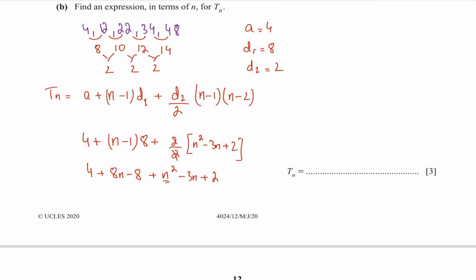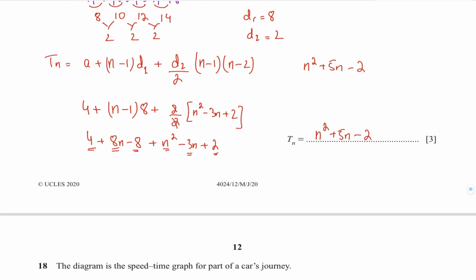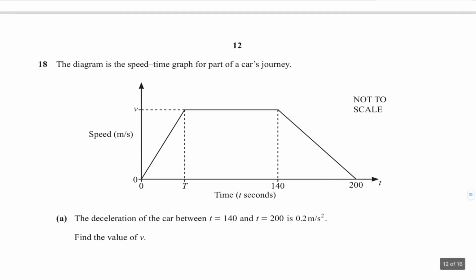So we have n square, and there's nothing to simplify, add or subtract with n square. 8n minus 3n is going to give me positive 5n, so n square plus 5n. 4 minus 8 is going to give me minus 4, and then minus 4 plus 2 is going to give me negative 2. So we have n square plus 5n minus 2. So there you have it, that is the general term of the sequence above.